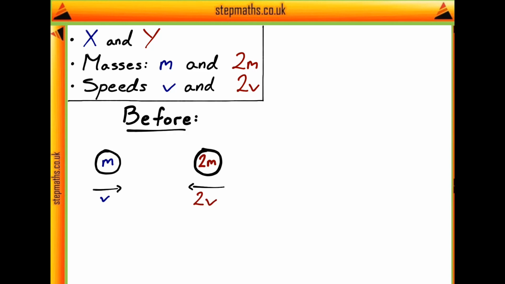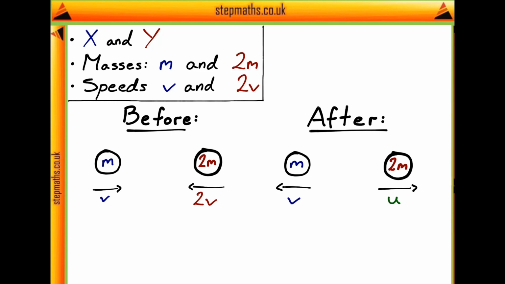So before the collision, we have our mass m moving at a velocity v to the right, and our ball of mass 2m moving at a velocity 2v to the left. Then, after the collision, our mass m is travelling with the same velocity v, but just in the opposite direction, and our mass 2m is travelling with an unknown velocity u. So I've labelled this as being in this direction, just because that's probably what you would expect. But if it's going to be in the other direction, then our u value will just turn out to be negative.